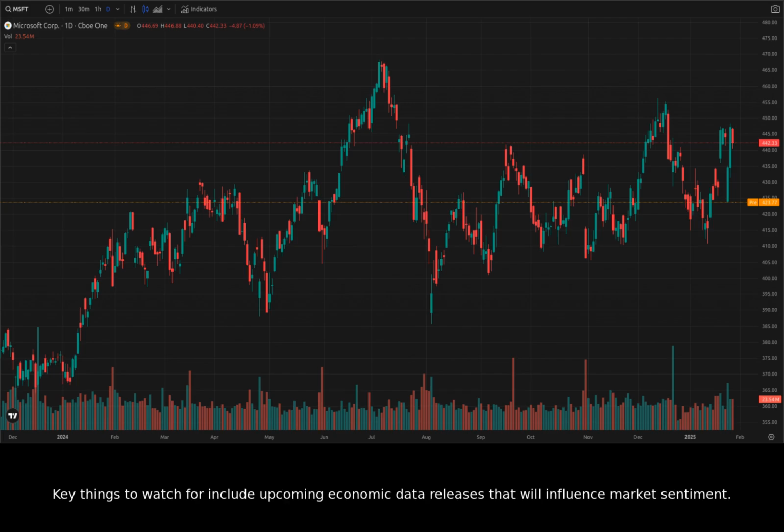Key things to watch for include upcoming economic data releases that will influence market sentiment. Breaking above the resistance level of 435 on the daily chart would signal increased bullish strength. Similarly, closing below the support level of 415 could shift momentum to a bearish trend.